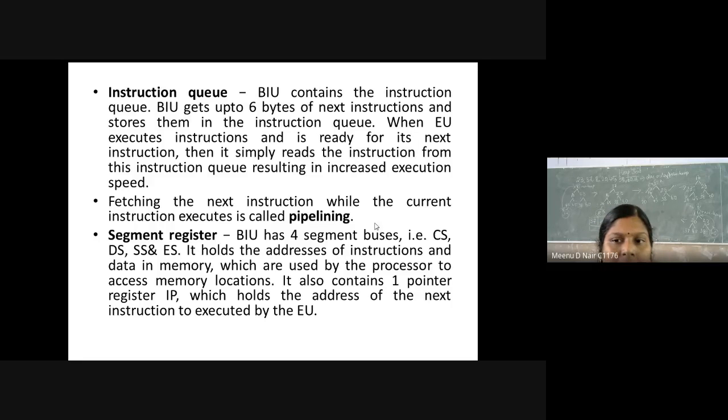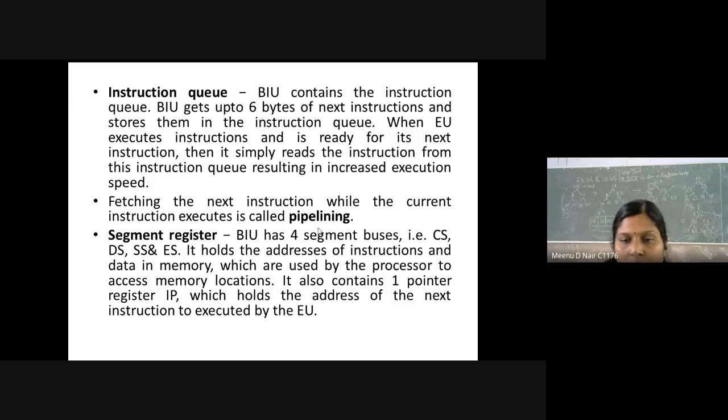Fetching the next instruction while the current instruction executes is called pipelining. In the case of 8085, once the instruction is executed, only then will it go to memory or the input-output device to fetch the next instruction, right? But in the case of 8086, while executing one instruction, the processor can access the next instruction. That is known as pipelining.